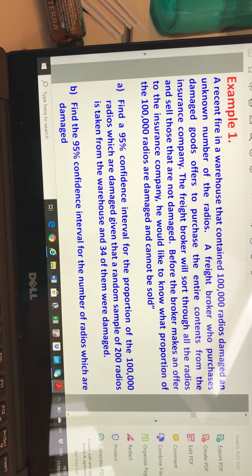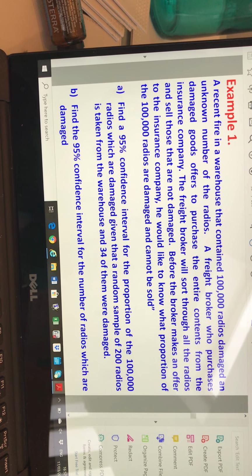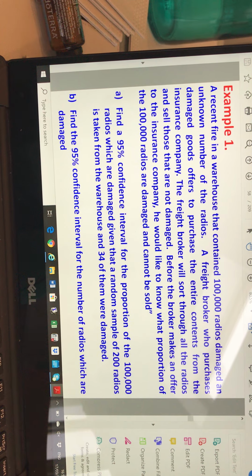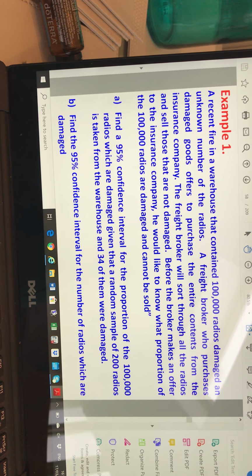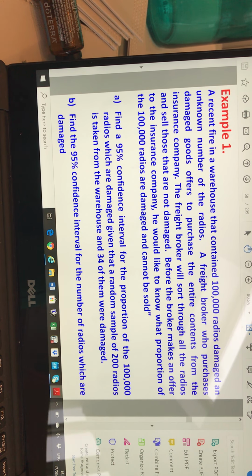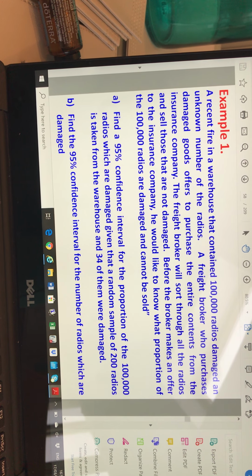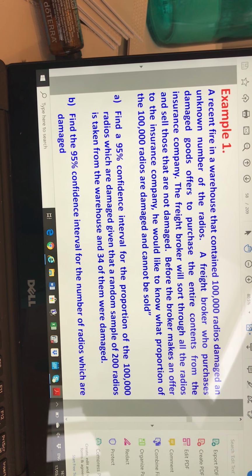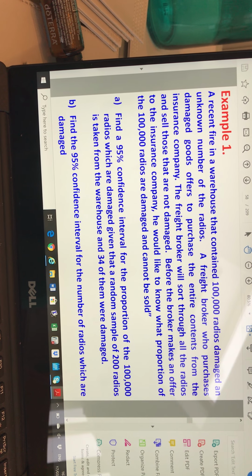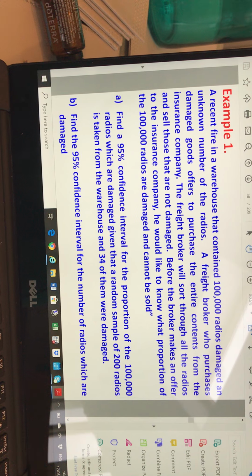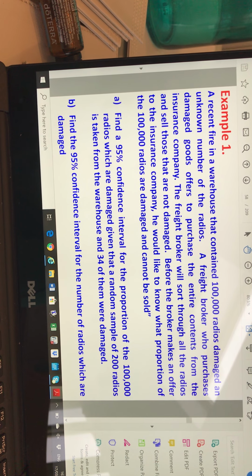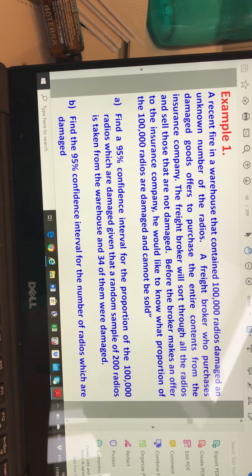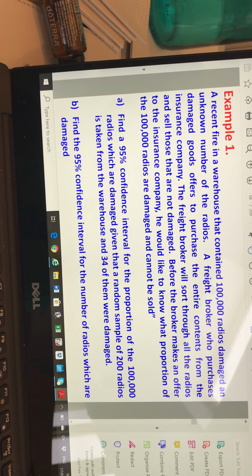The question says, at a 95% level of confidence, create a confidence interval for the proportion of the 100,000 radios that are damaged, given that a random sample of 200 radios is taken and 34 of them are damaged. So pause the video, take a good read of the question, and have a go yourself at doing the confidence interval if you'd like. I'm just going to continue on here and do the confidence interval.